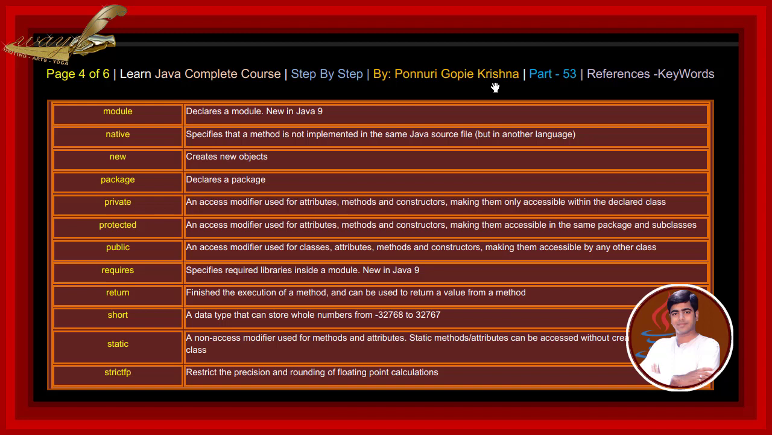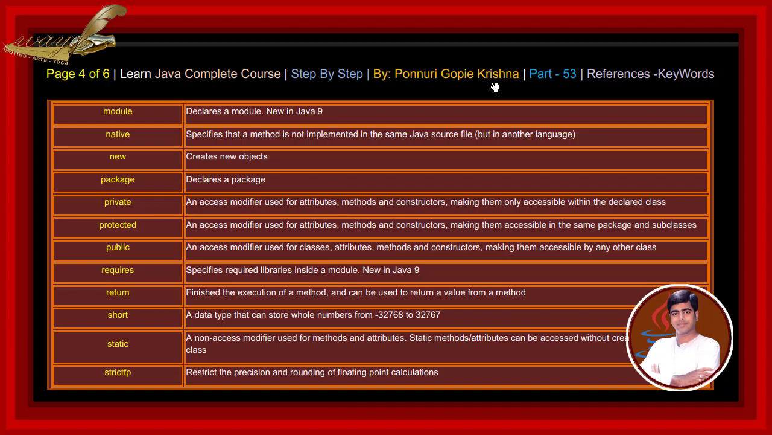Private keyword, an access modifier used for attributes, methods and constructors, making them only accessible within the declared class. Protected keyword, an access modifier used for attributes, methods and constructors, making them accessible in the same package and subclasses. Public keyword, an access modifier used for classes, attributes, methods and constructors, making them accessible by any other class.